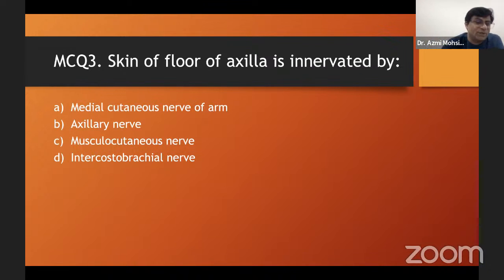Axillary nerve is not the answer. Floor of the axilla, if you elevate, abduct your arms, right? You find the skin below, that's a hairy area, right? So the secondary sexual character, the appearance of these hairs, that skin there, the nerve supply to the skin, nobody has answered. Siddharth Patel even.